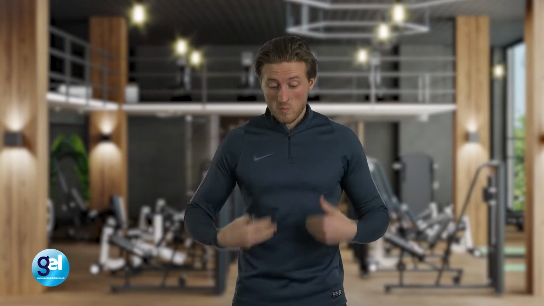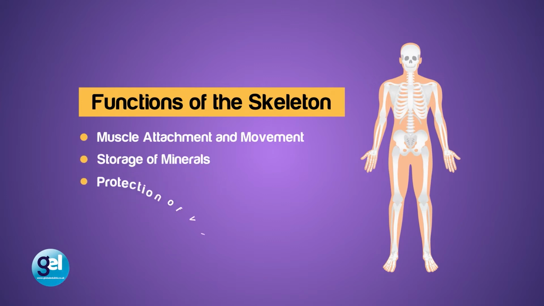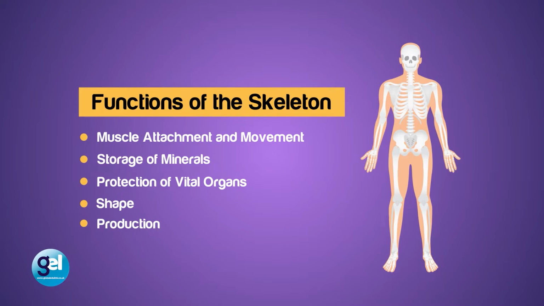The functions of our skeleton are that it allows muscle attachment and movement points. It stores minerals within the bones: calcium and various other vitamins, vitamin B, vitamin D. It protects your vital organs in the trunk of your body. It creates your shape. Everyone's shape is different because all your bones are different lengths. And it creates and produces cells.